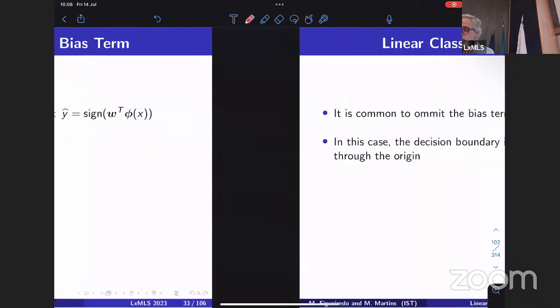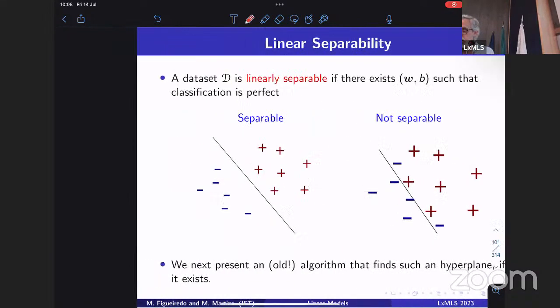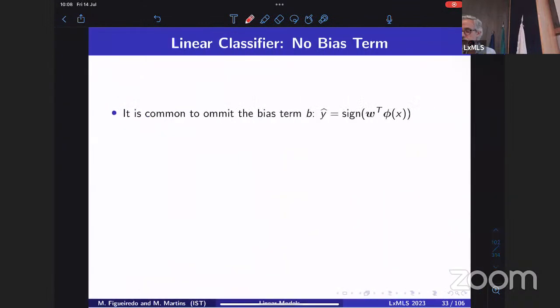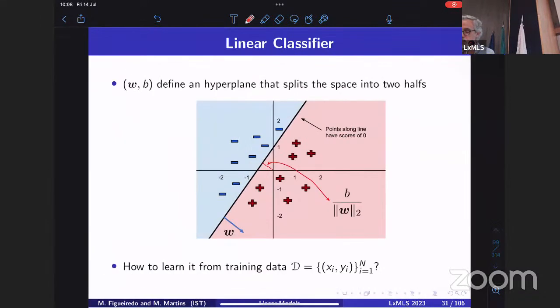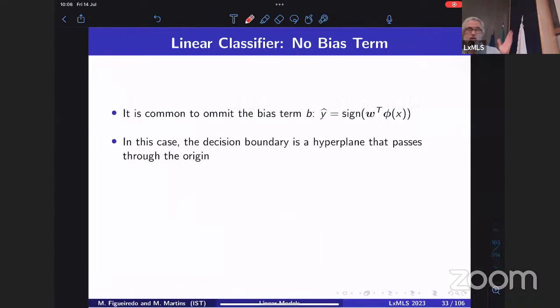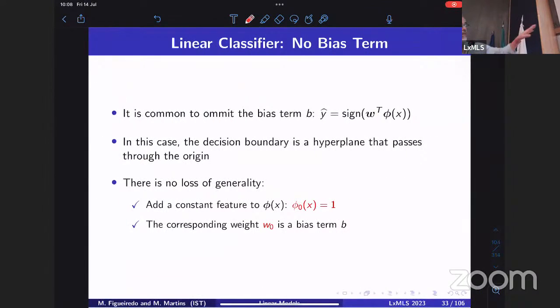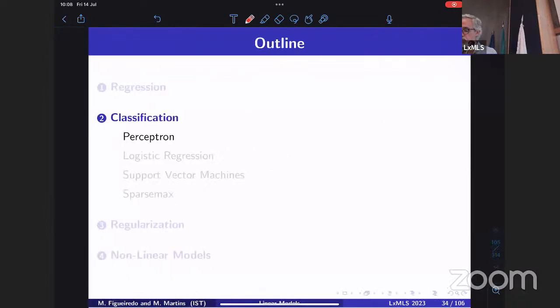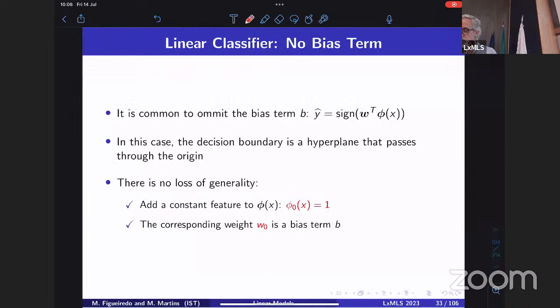As I mentioned before, as we did for regression, I'm going to get rid of the B by assuming that the first component of phi is a one. We saw that before. So I'm going to say that phi zero is one, and so W zero plays the role of B. We saw this before for regression. So I'm just writing everything as W transpose phi so that I don't have to carry around this offset term. Okay, and so let's go.